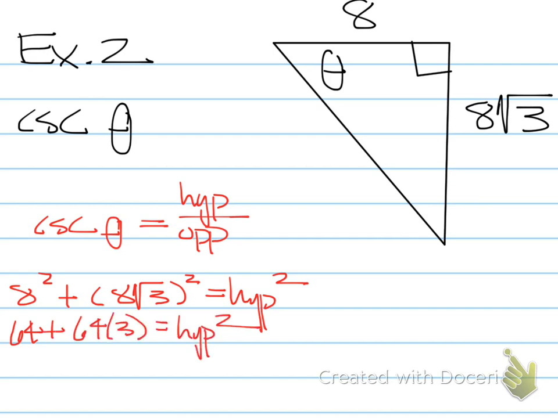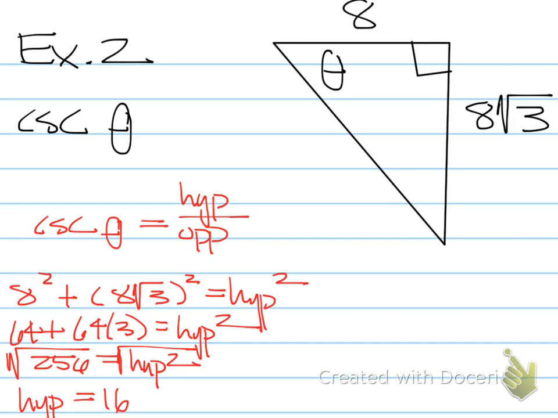8 squared is 64. 8 root 3 squared: 8 squared is 64, root 3 squared is just 3. 64 times 3 is 64 times 3, plus 64, which is going to give us 256. The square root of 256 is 16. So the hypotenuse is 16.